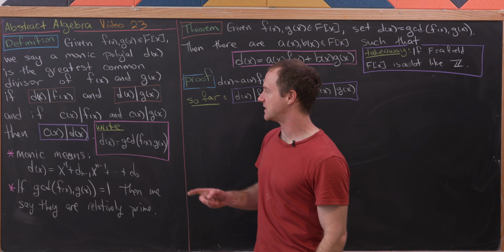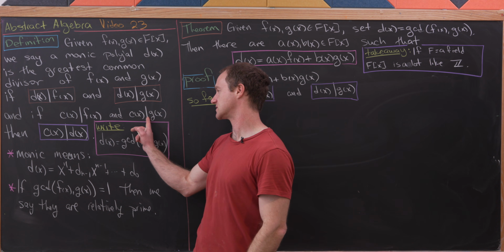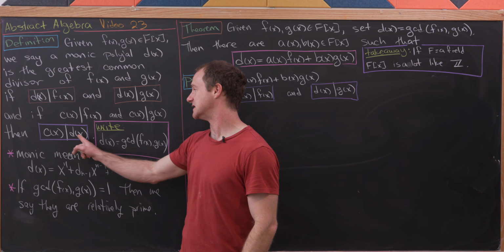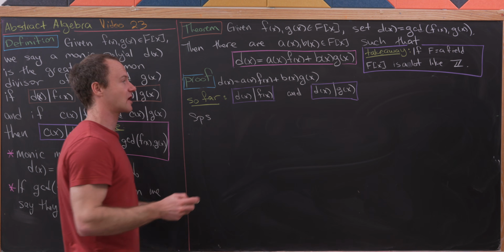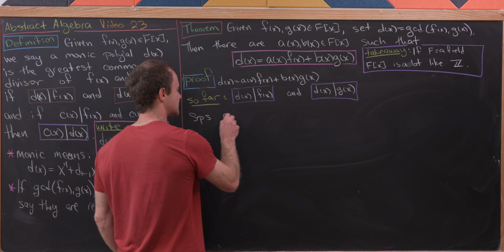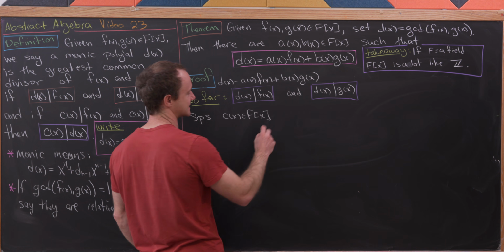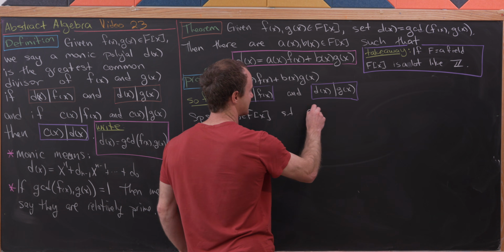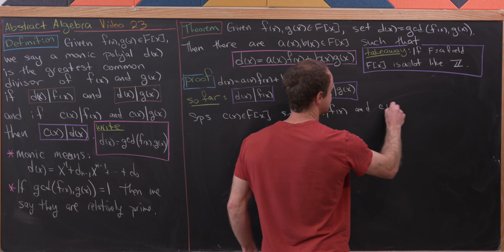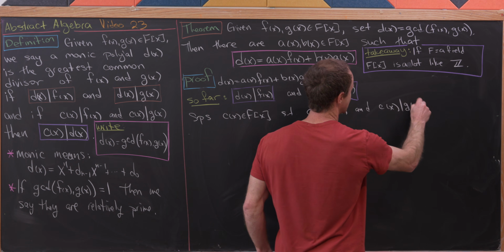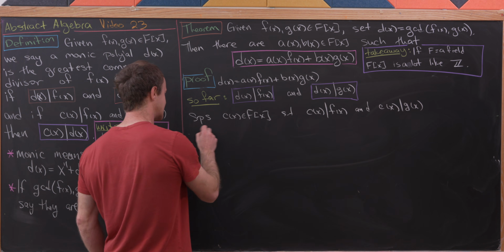So looking at this definition over here, that means we need to bring into existence another common divisor and show that that indeed divides d. Okay, so let's bring into existence that other common divisor. So let's suppose that c of x is inside F adjoin x, such that c of x divides f of x and c of x divides g of x. Okay, nice. But what does that tell us?